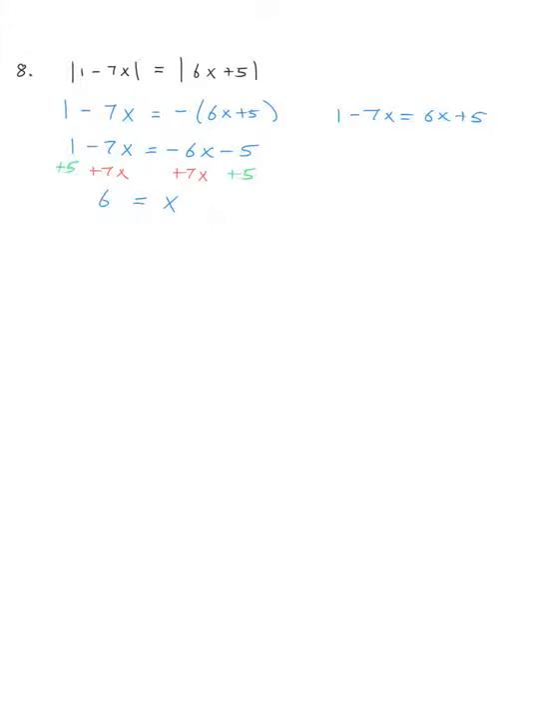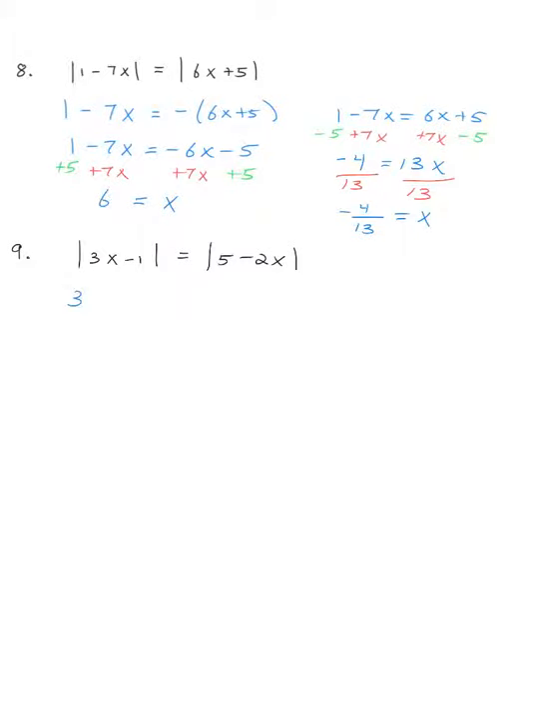In our other equation, I'm going to add 7x to both sides again, but this time I'd have to subtract 5. And so I get negative 4 is equal to 13x. If I divide both sides by 13, I have my answer, which is negative 4/13 is equal to x.